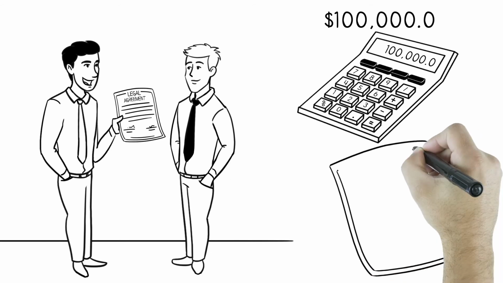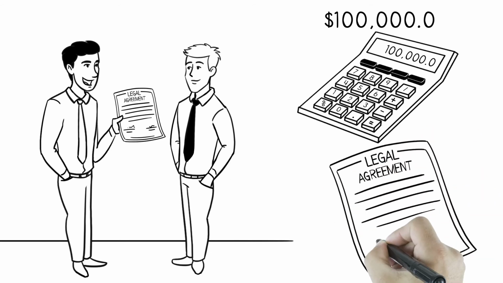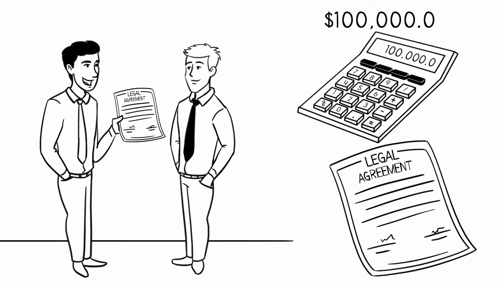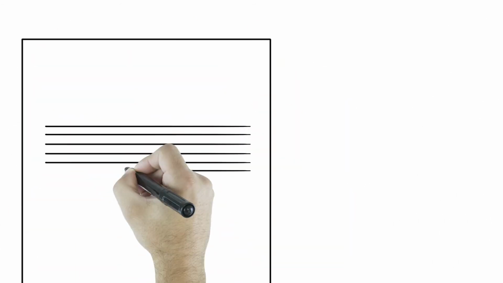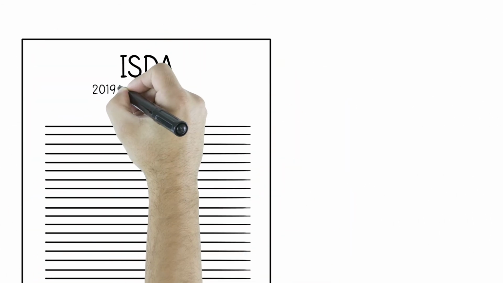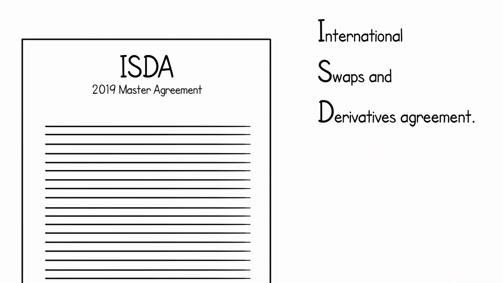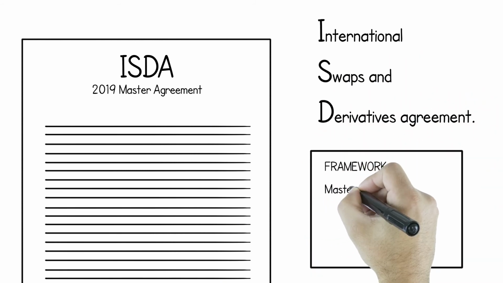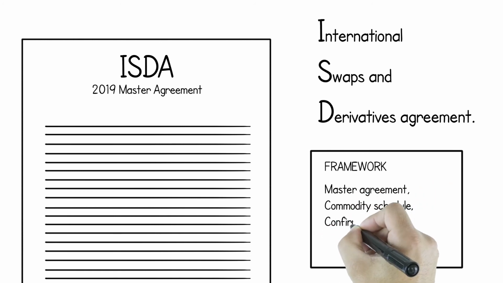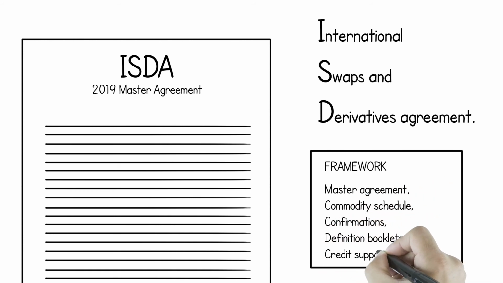George explains to Charles that they need a legal agreement in place before they agree to trade an organic corn swap. The most commonly used agreement is the ISDA Master Agreement, which stands for International Swaps and Derivatives Agreement. The framework consists of a master agreement, a commodity schedule, confirmations, definition booklets, and credit support documentation.